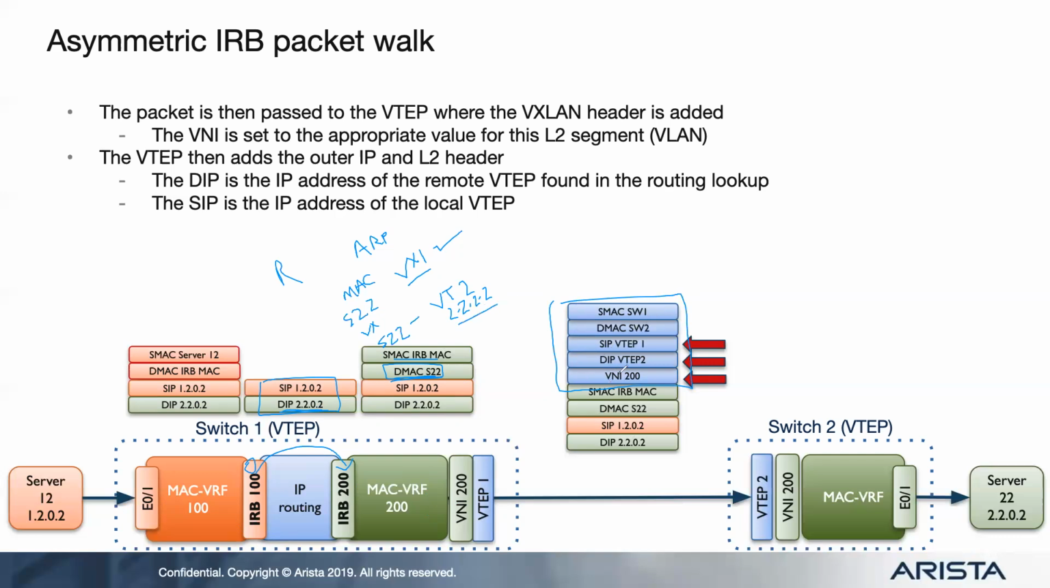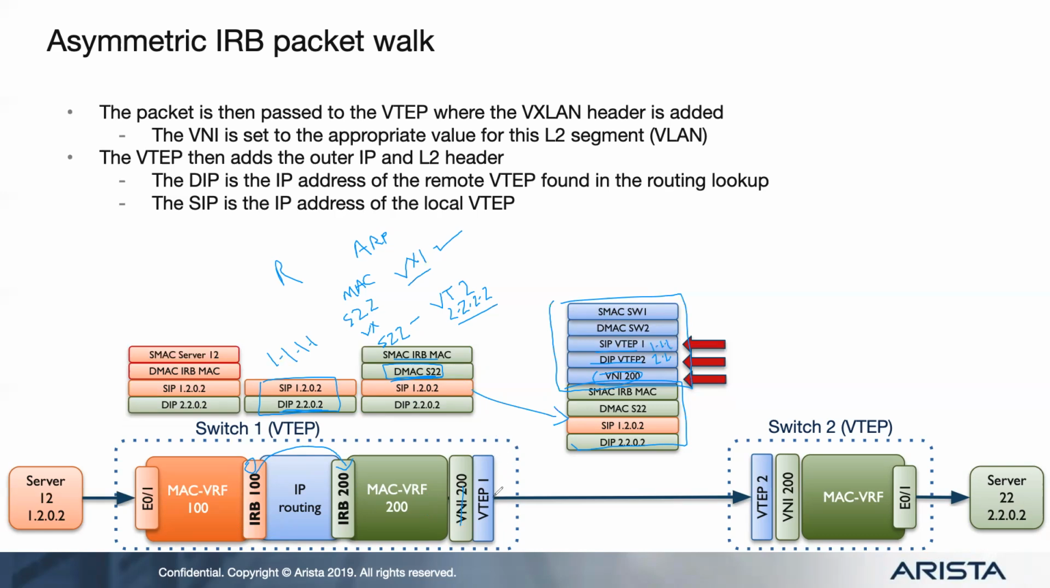So basically now you build the VXLAN header. This will remain intact. Which VLAN do you have to send the packet to? It's VNI 200, so you add VNI 200 as the VXLAN header. For the destination VTAP IP, you know that S22's MAC is behind VTAP 2222, so you add 2222 here. The source VTAP is your own VTAP IP, let's say 1111.